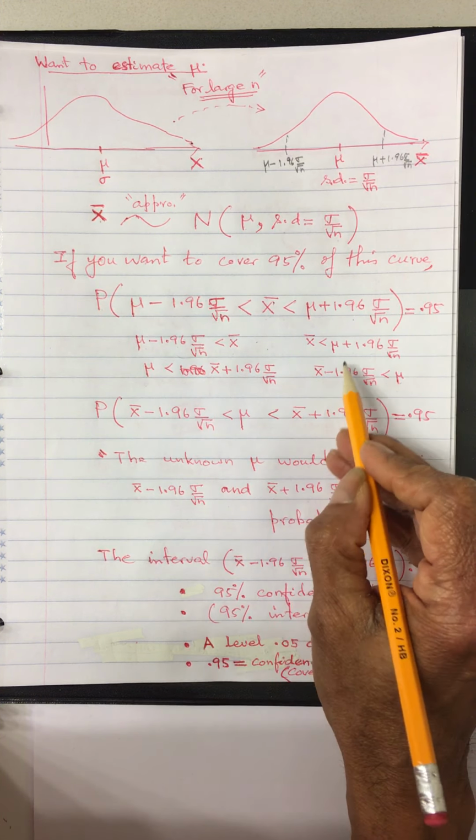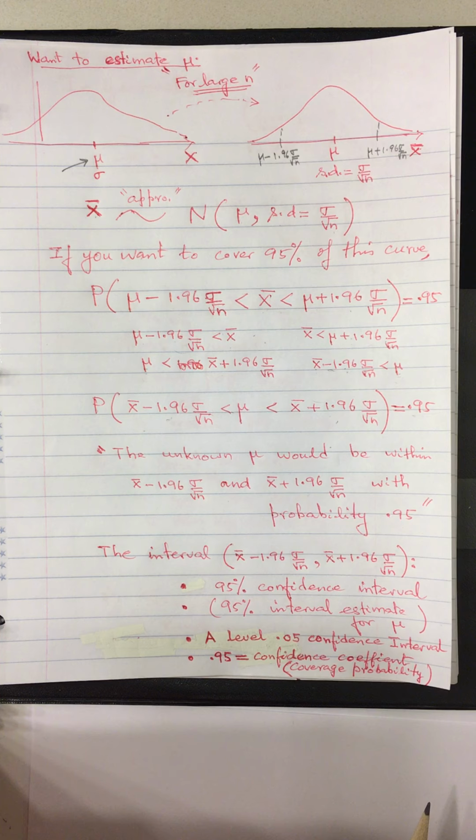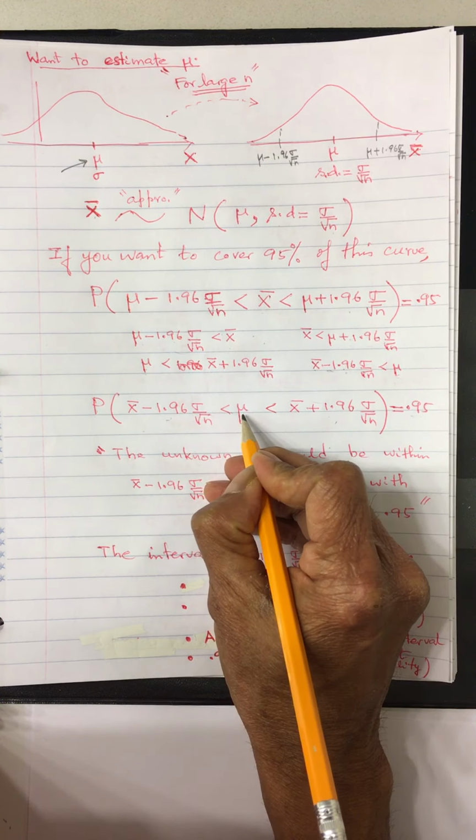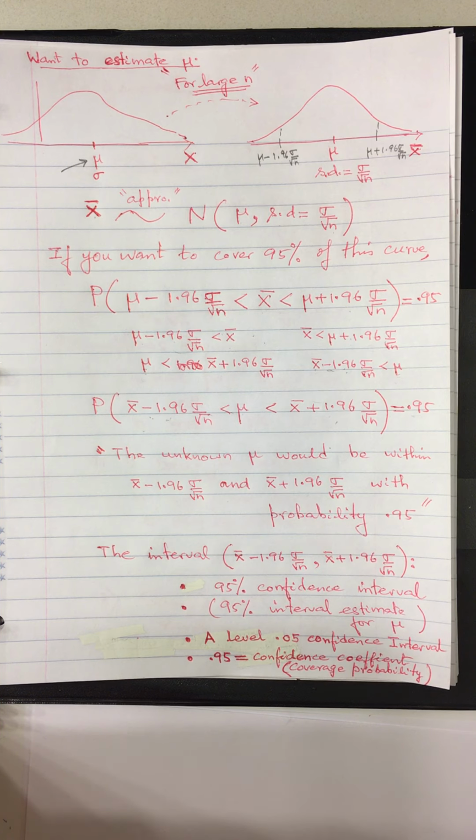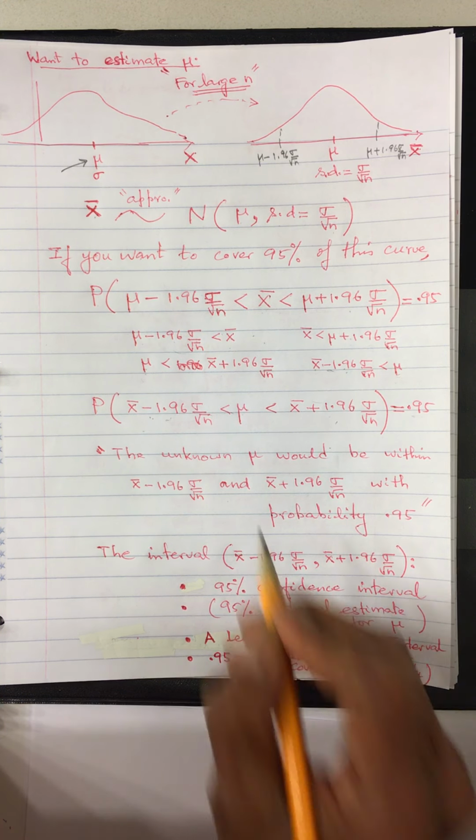If you look carefully at this, we are trying to estimate mu. What we are saying here is that this unknown mu value is going to be from here to here with 95% chance. That's a pretty high chance. So with 95% chance, this unknown value would be within from here to here. That's the interval estimate we are going to use.